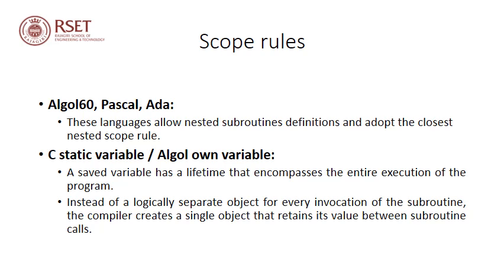In C, static variables, as well as Algol own variables and saved variables, have a lifetime that encompasses the entire execution of the program. Instead of a logically separate object for every invocation of the subroutine, the compiler creates a single object that retains its value between subroutine calls.